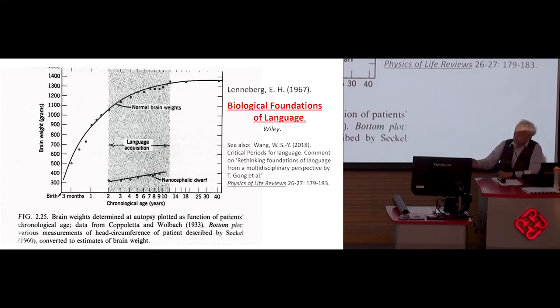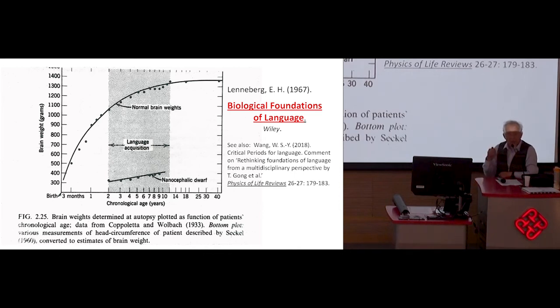So you'd be born, 3 months old, 1 year old, 2 years old, and so on. This is the chronology, and this is the weight of the brain. This is a famous diagram from a classic book called Biological Foundations of Language, written by Eric Lenneberg. So the brain starts out 300-400 grams, and over the first 2 years, boom, it explosively grows to over 1,000 grams, more than triple its weight in the first 2 years.